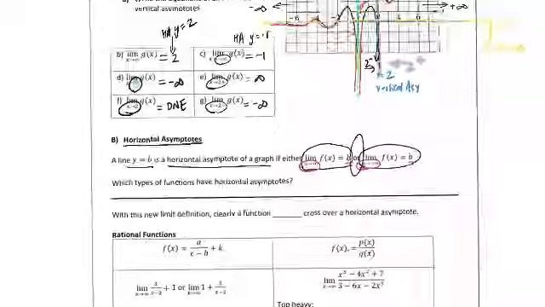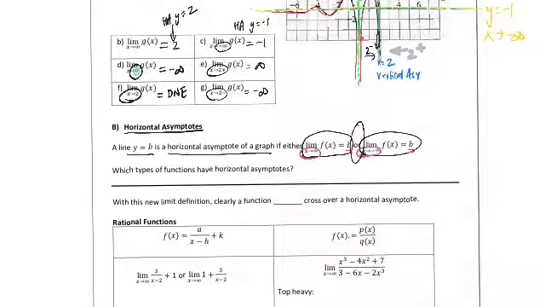Which types of functions have horizontal asymptotes? You might remember this from algebra and pre-calc: exponential functions have horizontal asymptotes, and rational functions have horizontal asymptotes.